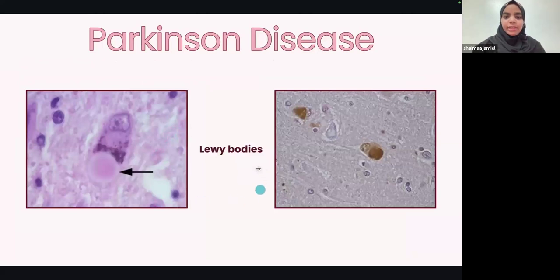Okay. So this is a Lewy body. You can see them. They're inside the pigmented cells in the substantia nigra, which are the dopaminergic cells.